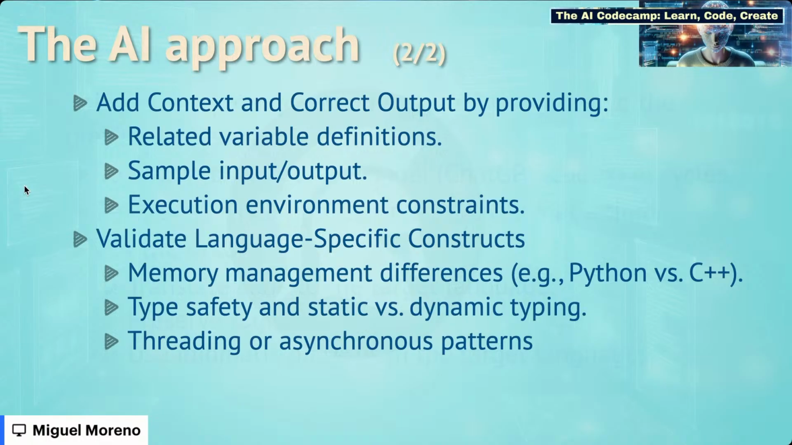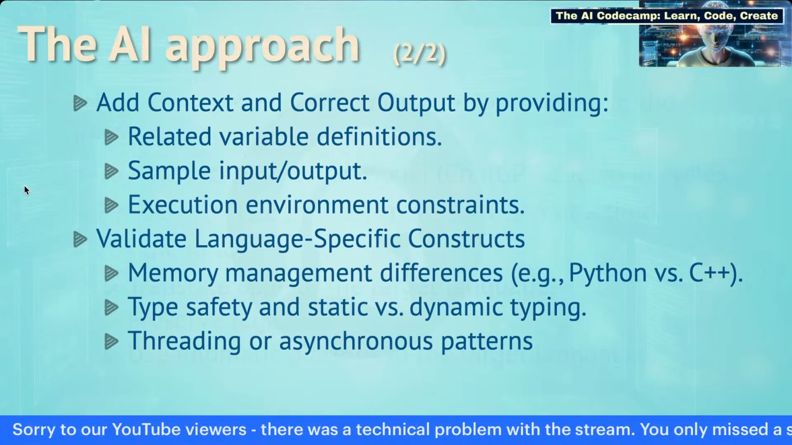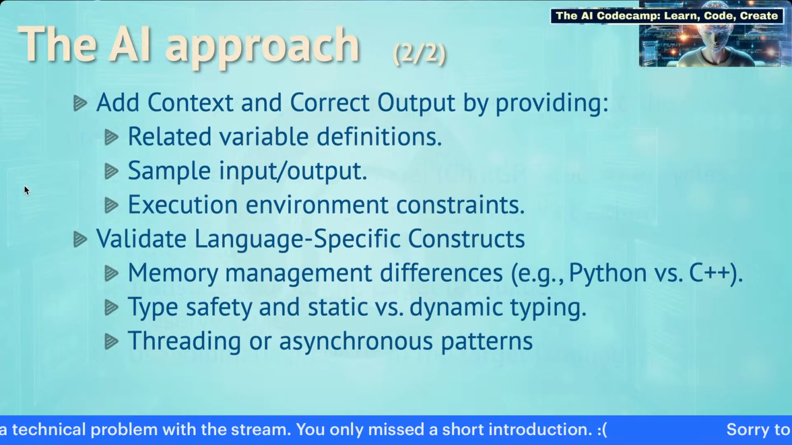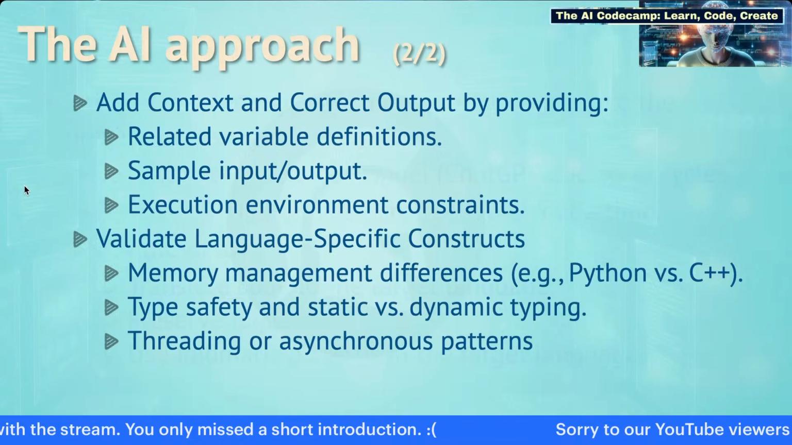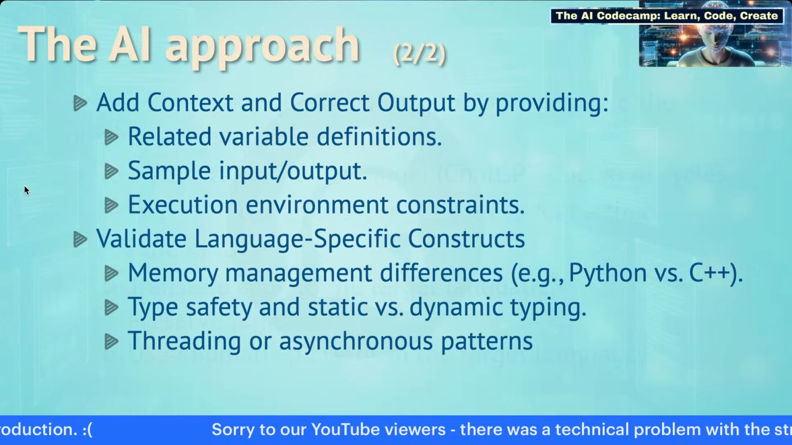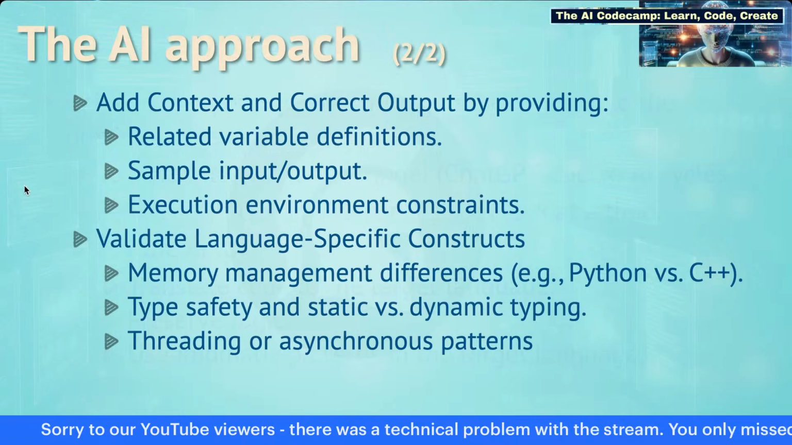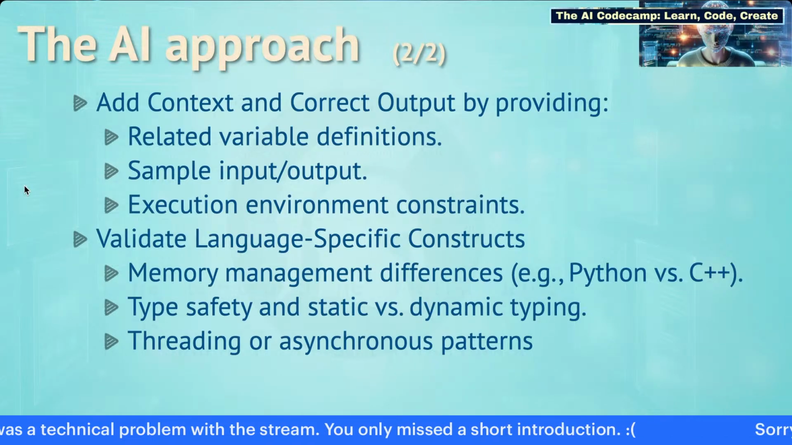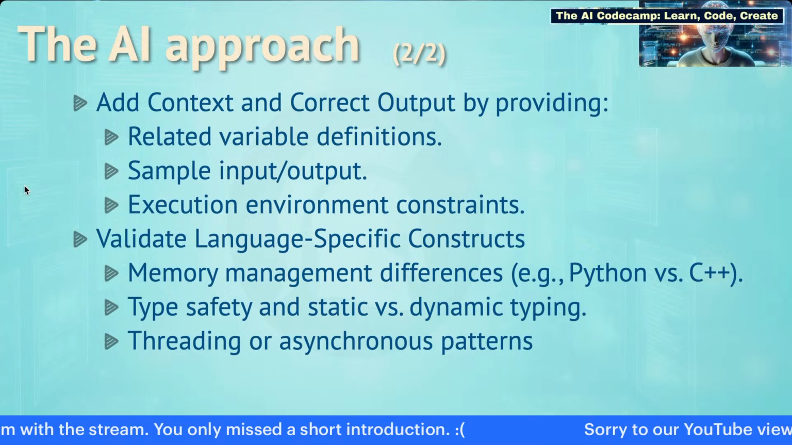And then also validate language-specific constructs like memory management differences. You know that Python has virtually no memory management at all. That's the reason that it's so user-friendly versus, for example, C++, which is not as bad as C, but still is a language that you must take care of memory management very accurately. Then you also have type safety and static versus dynamic typing and threading or asynchronous patterns. So these things will vary from one programming language to another.